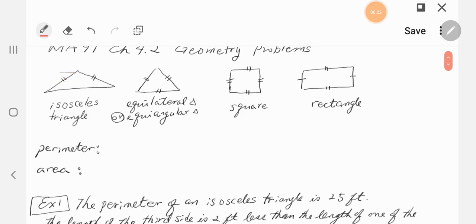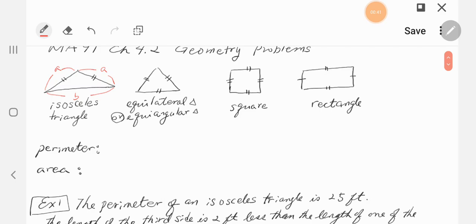So let's say this is A. Then the length of the second side is also the same as A. And the bottom is, let's say B, right? B, different. So we call it an isosceles triangle.